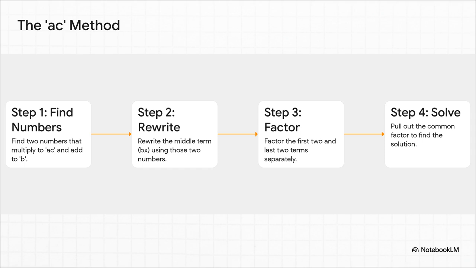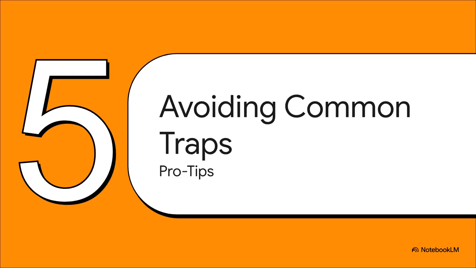It's called the AC method. The puzzle is actually pretty simple. You multiply the first and last numbers, A and C. Then you just have to find 2 new numbers that multiply to give you that result, but add up to the middle number, B. Once you find those 2 magic numbers, the rest of the process just kind of unfolds step by step.